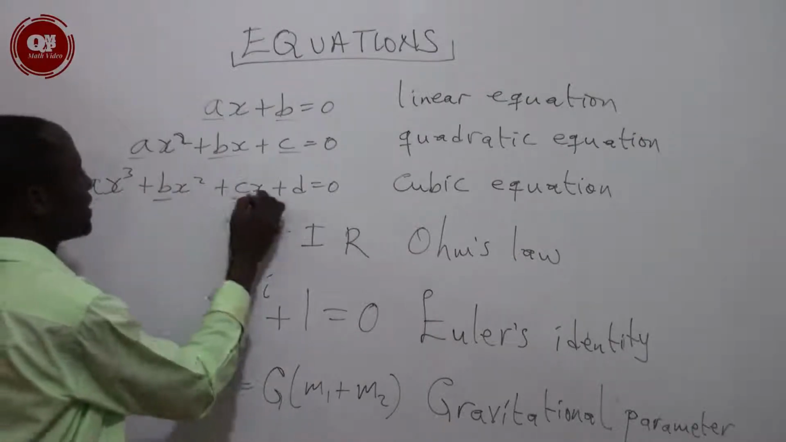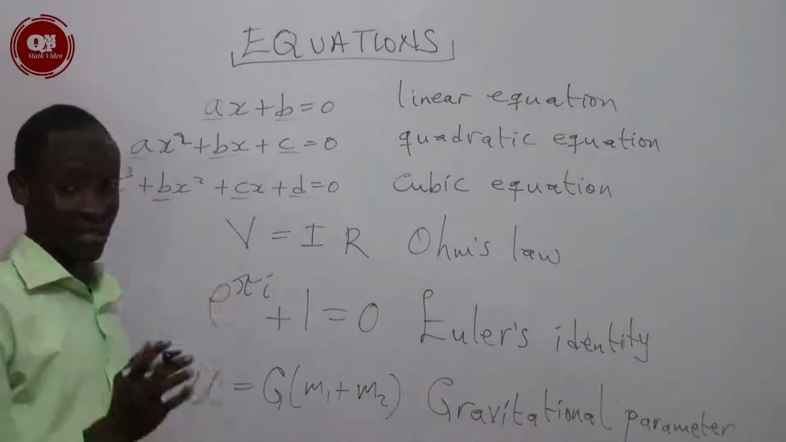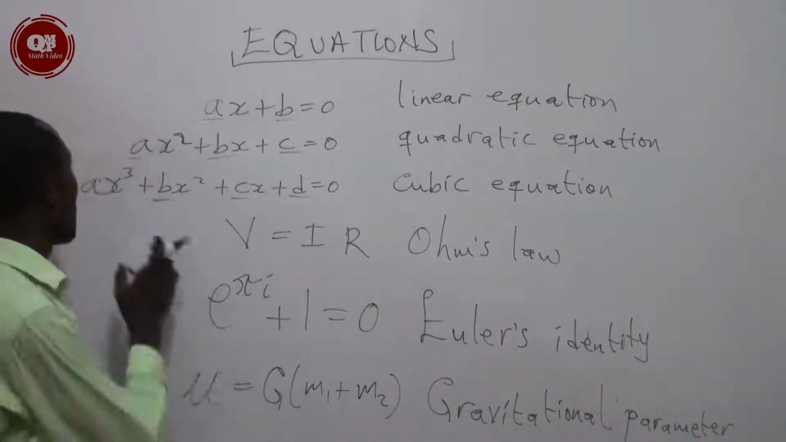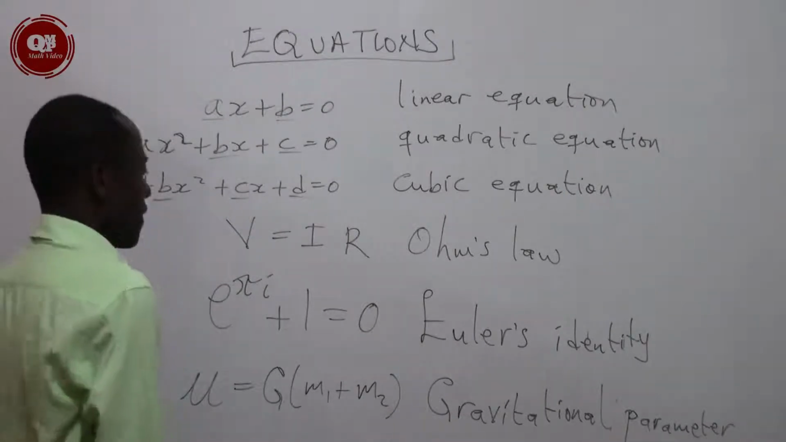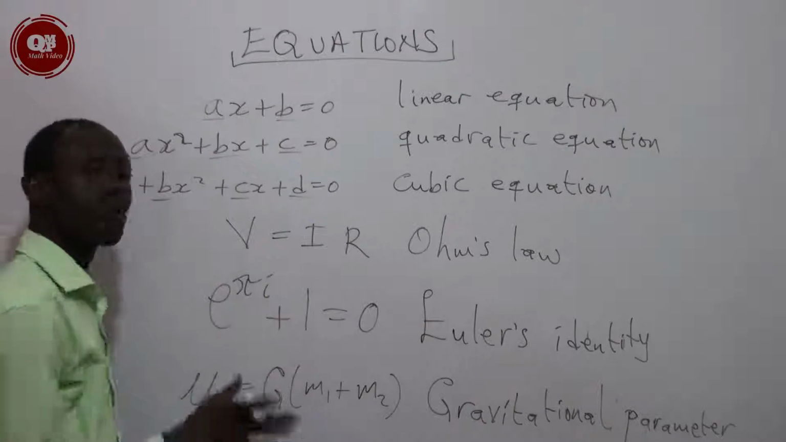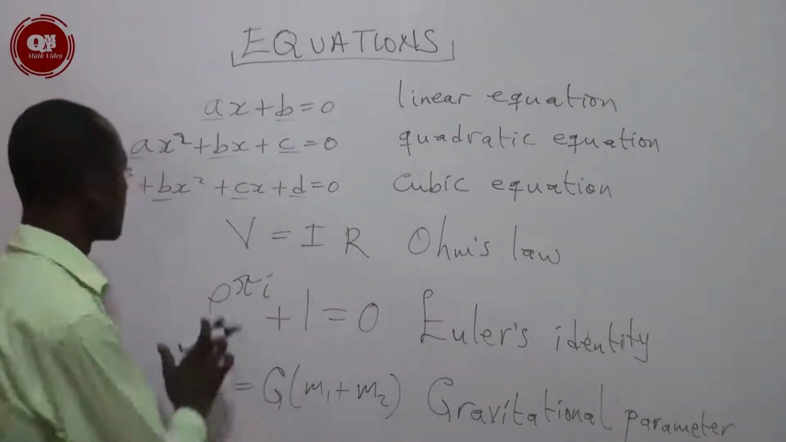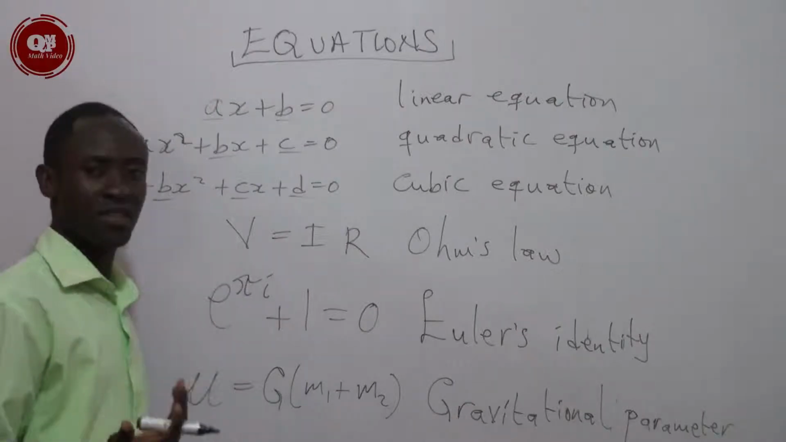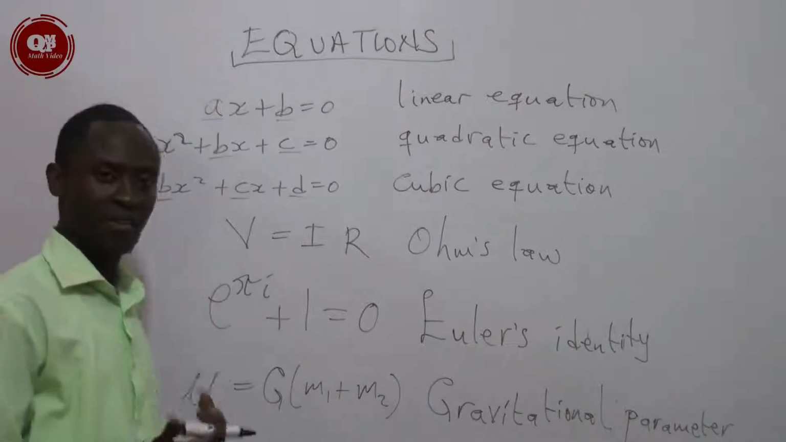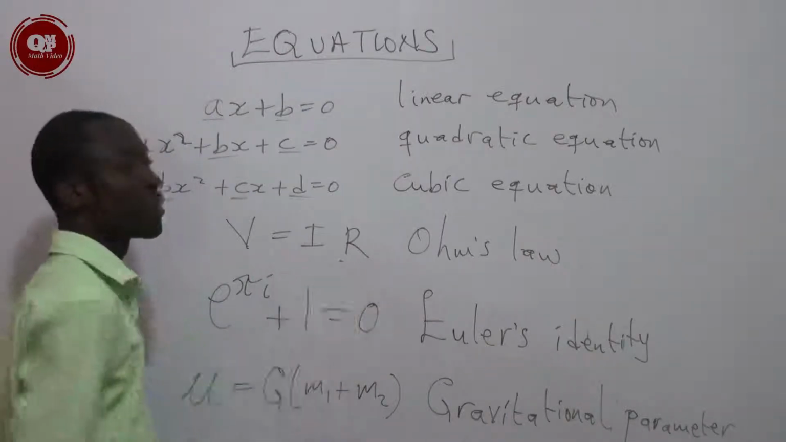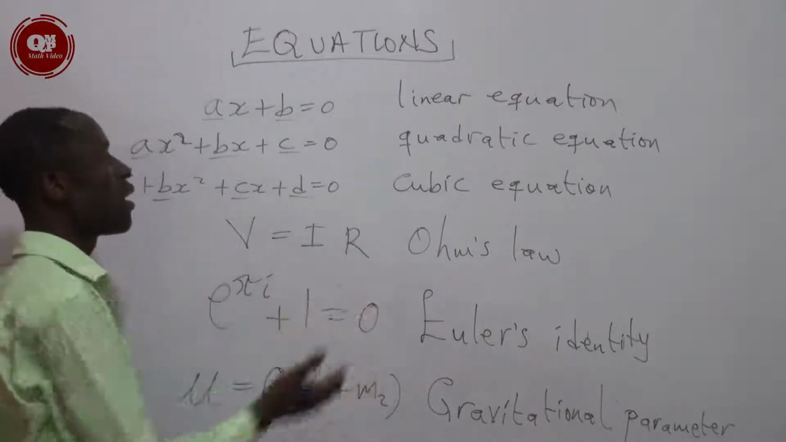The same applies to the cubic equation also. a, b, c, and d, they are all constants. The only variable we have again happens to be the respective x. Okay, fine. But when you come to that of Ohm's law, none of them is a constant. They are all variables. The V, which represents the potential difference or voltage, is a variable. The I, which represents the electric current, is a variable. And then the R, which represents the resistance, is also a variable. So there is no constant in Ohm's law.